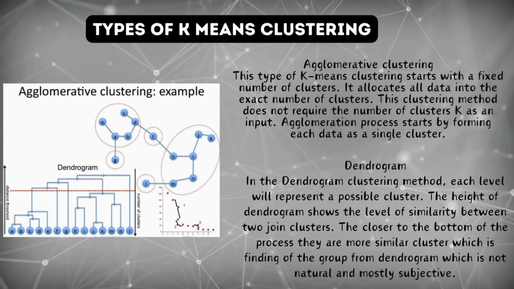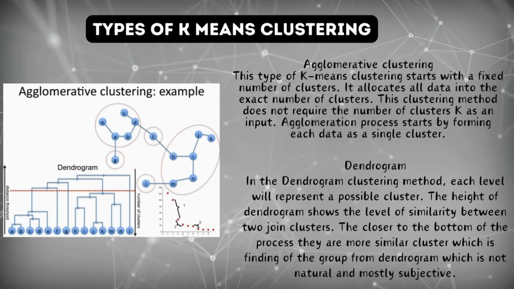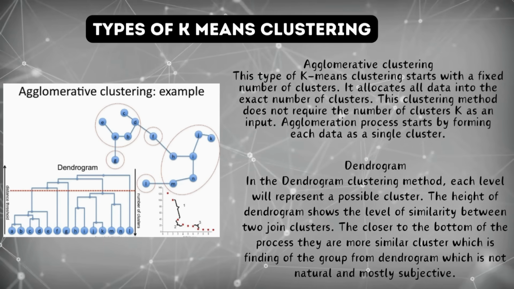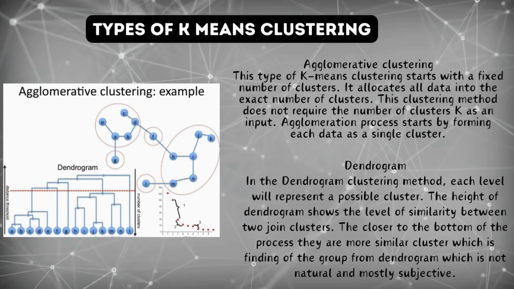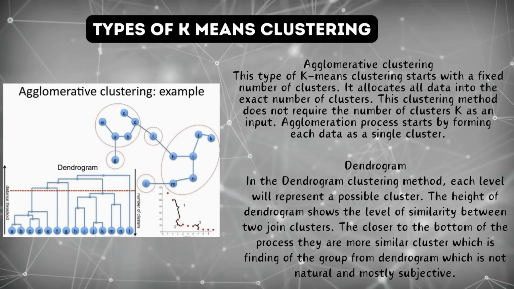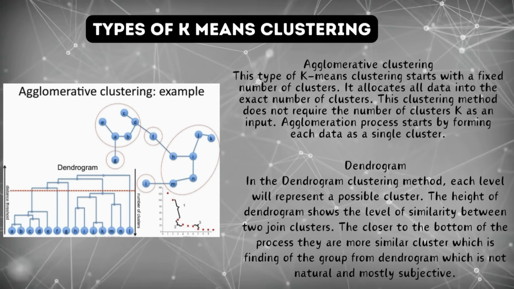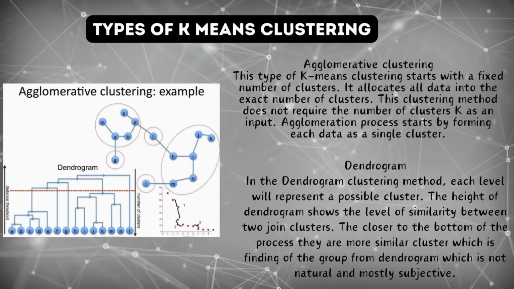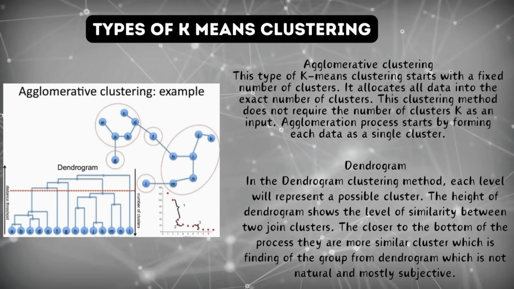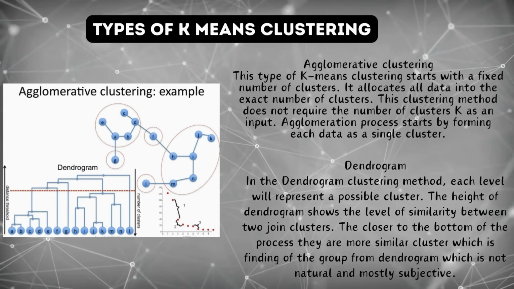In the dendrogram clustering method, each level will represent a possible cluster. The height of the dendrogram shows the level of similarity between two joined clusters. The closer to the bottom of the process, the more similar the clusters are. Finding the groups from the dendrogram is not natural and is mostly subjective.